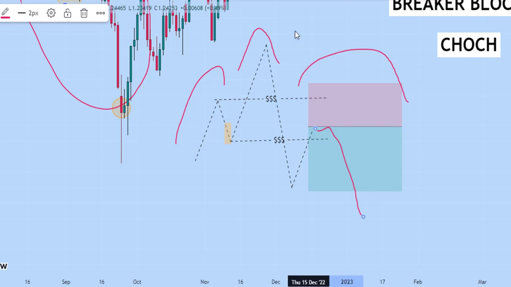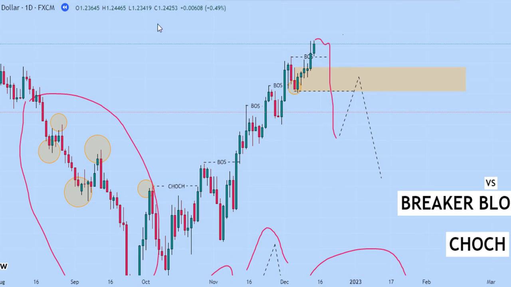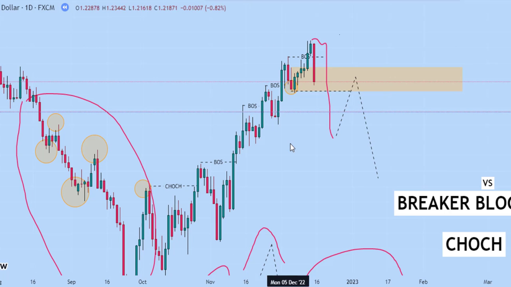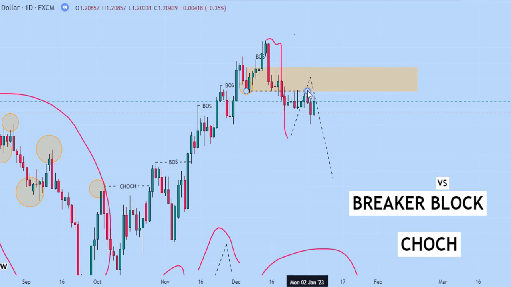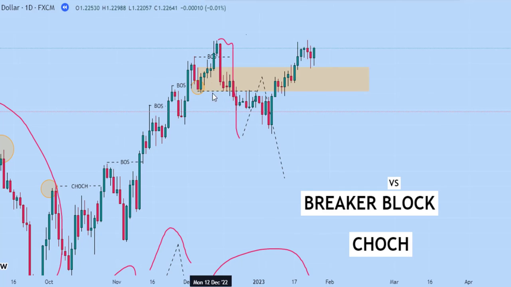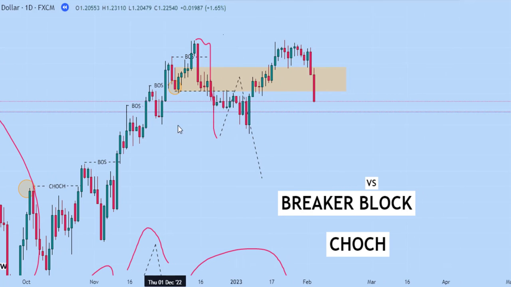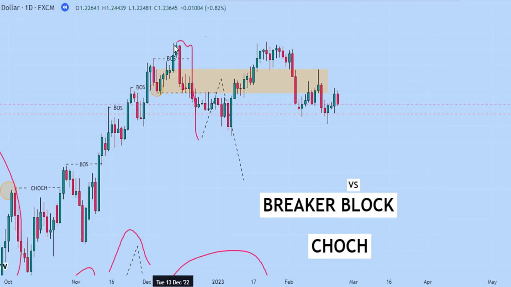But not every change of character is a breaker block. Just like we see here, if we play it out, you're going to see that it actually came back. You can see price just came back and touched this level and moved up to this level. So this is a breaker block, even though it just moved to this first level, took liquidity and pushed up again, heading for that other block above.